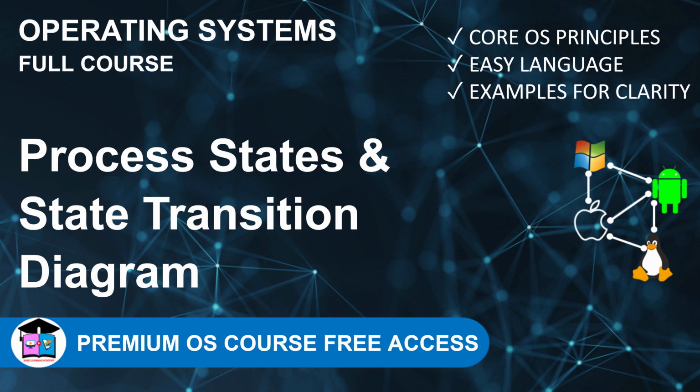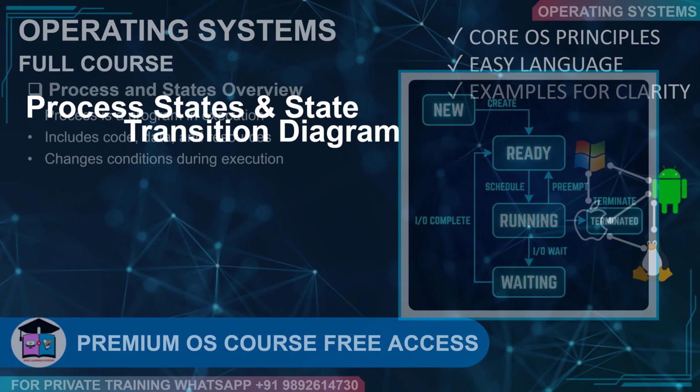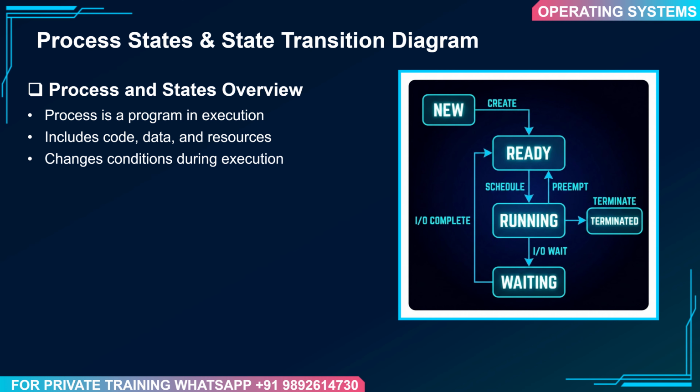Let's simplify process states. When we talked earlier about what a process is, we said that a process is simply a program that is currently being executed. It is not just the program code, but also all the information needed to run it, like its data, its current position in execution, and the resources it is using.